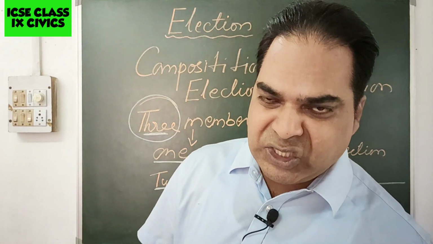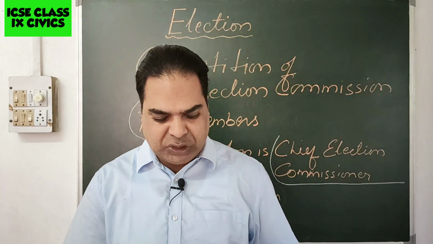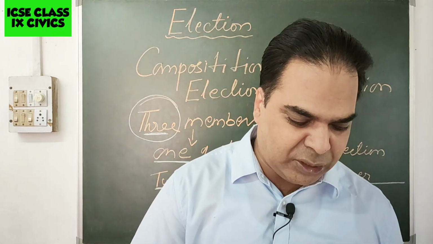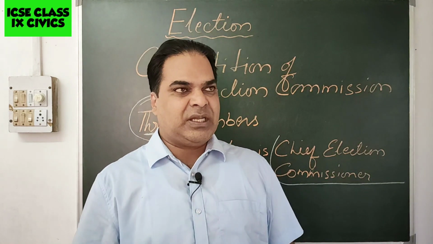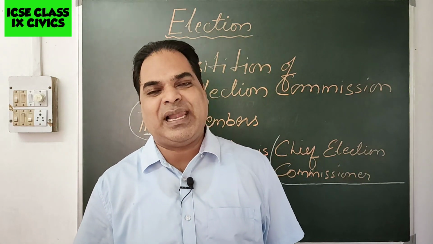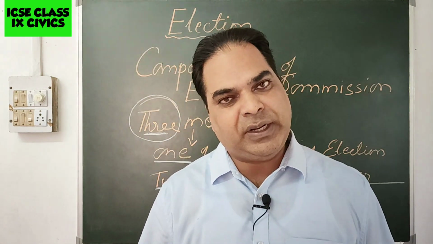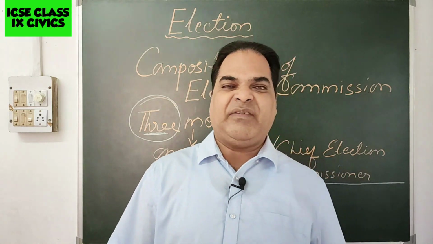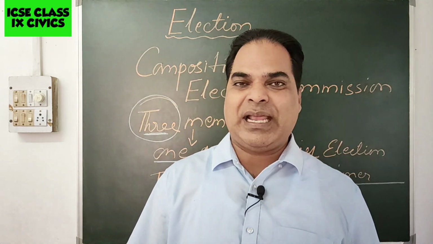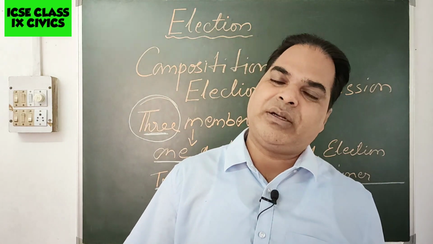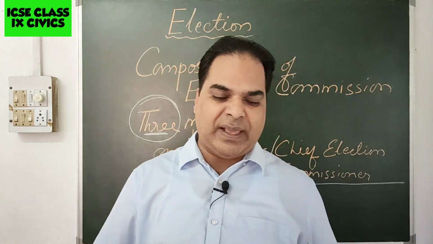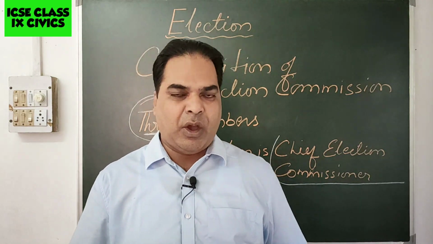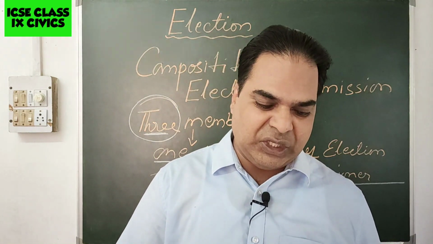The Election Commissioners as well as the other members are appointed by the President of our country. Okay, the Chief Election Commissioner and the other two commissioners are appointed by the President of our country, and they have been given a term of six years. They can remain in office for six years. Okay, the term of the Chief Election Commissioner or the commissioners is six years.